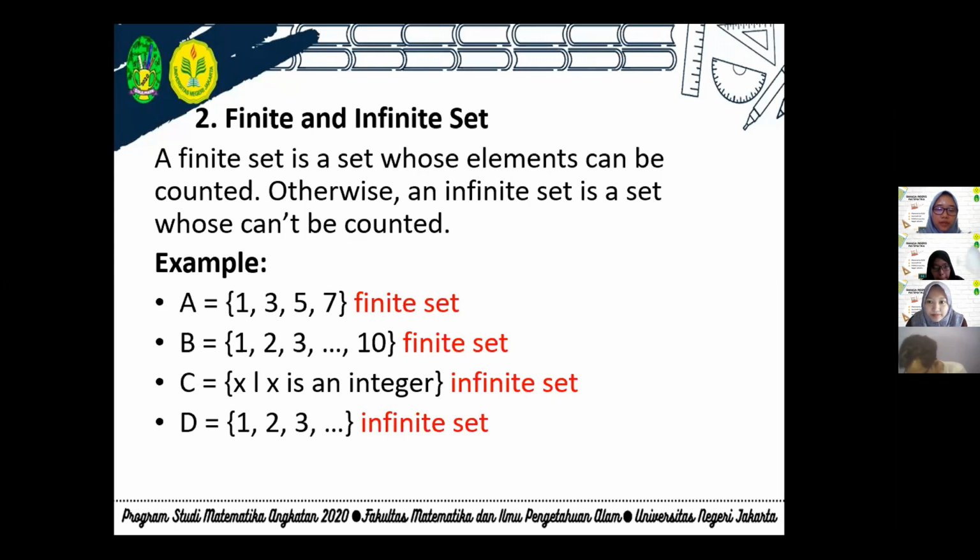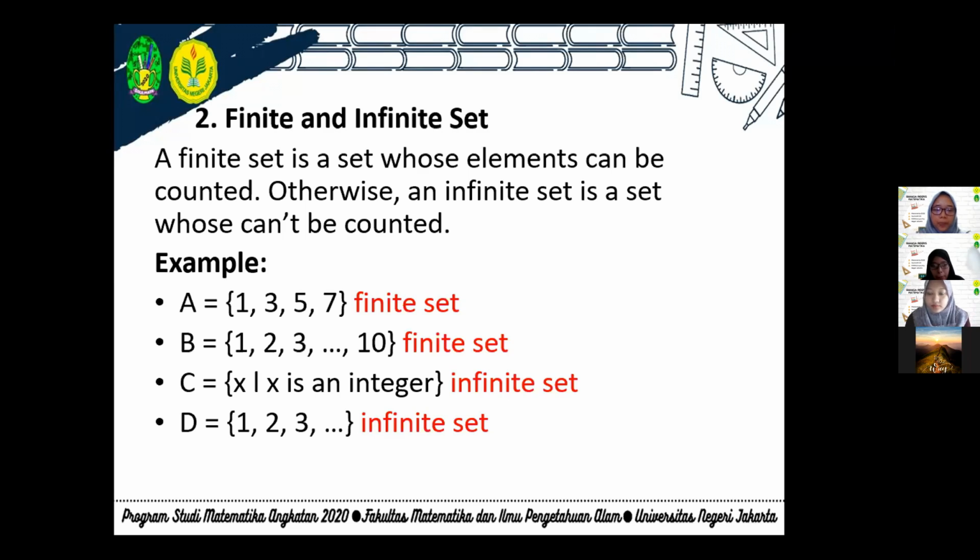There are 4 members of set A. And for set B, the elements are 1, 2, 3, and so on until 10. It's called a finite set because the dots replace the numbers after 3: 4, 5, 6, 7, 8, and 9. So the cardinality of set B is 10.